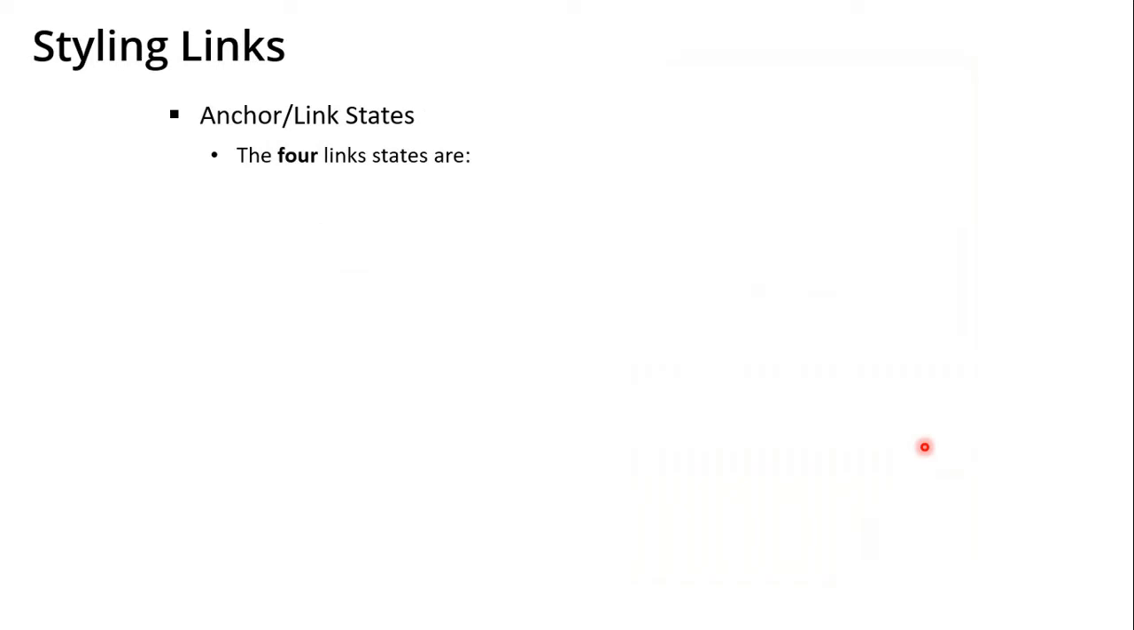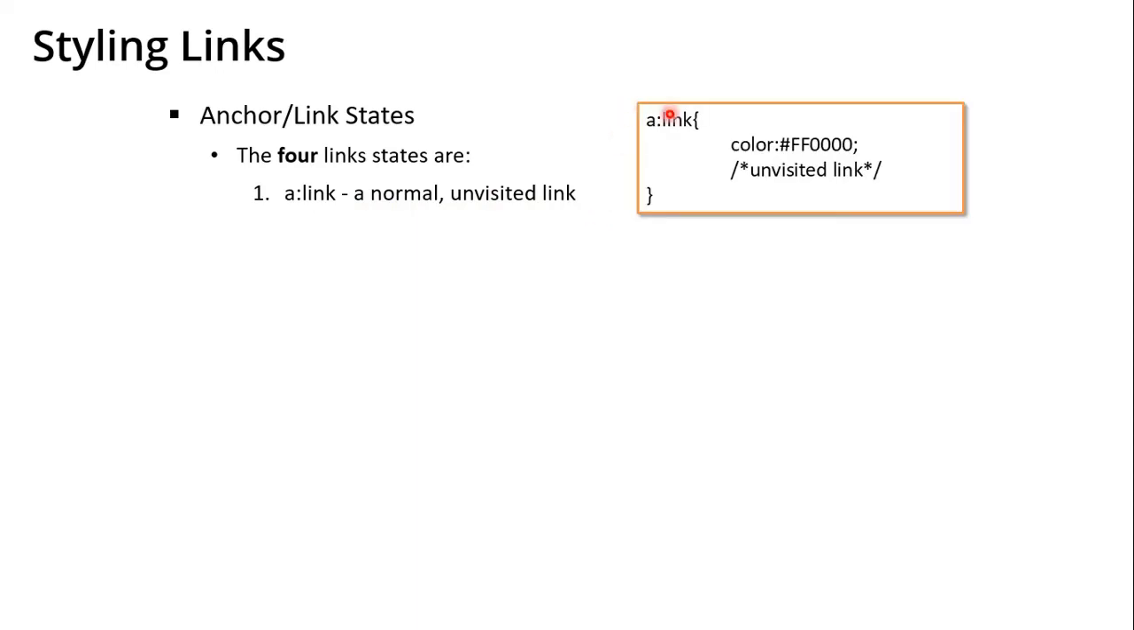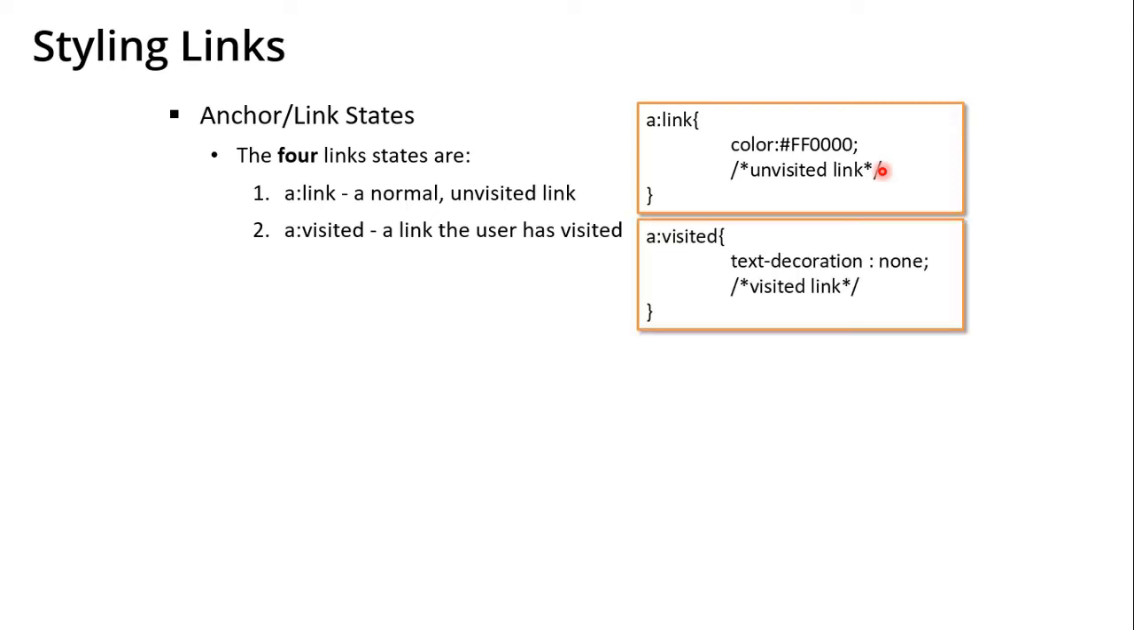Next is styling links. For link states, we have 4 link states. First, a:link is for a normal or unvisited link. We provide a colon link, and the color here is a color code, that is red, so it is an unvisited link. Second is a:visited, a link the user has visited.